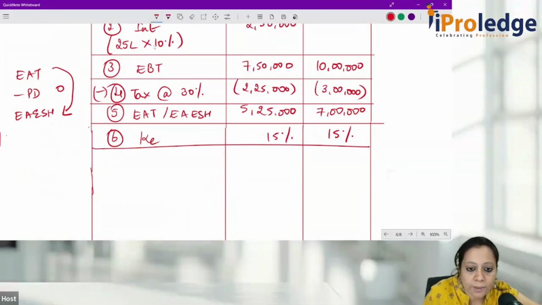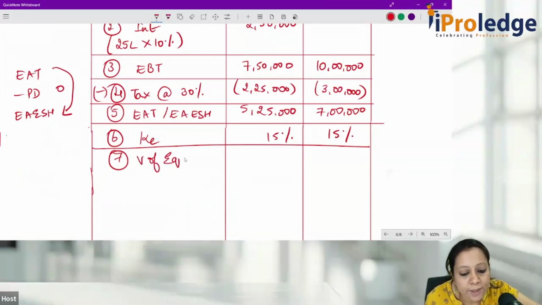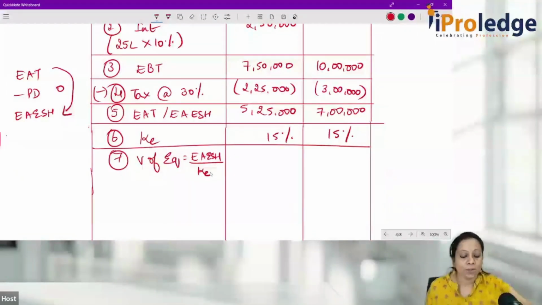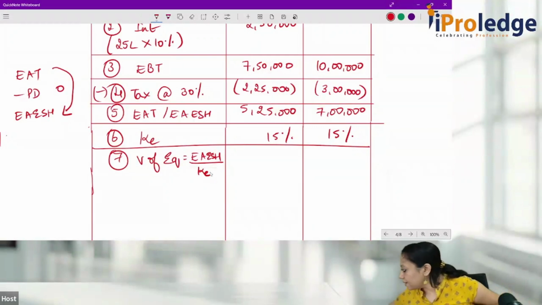Now, we all know this formula. Today morning also we discussed. So it is going to be what? Value of equity is going to be earnings available to equity shareholders divided by KE. Just now also I discussed. So 5,25,000 divided by 15 percentage. Please check the order of value.